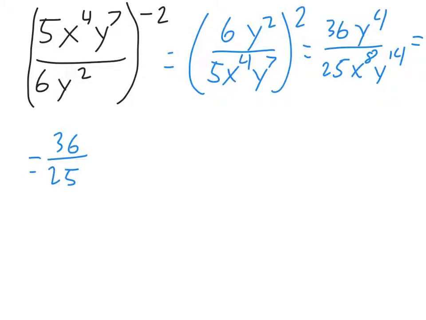Then notice the x's, there's only x to the eighth on bottom, so it has to stay x to the eighth on bottom. Then y to the fourth divided by y to the 14th. So 4 minus 14 is negative 10, so that means it's y to the 10th on bottom. And that's our answer.